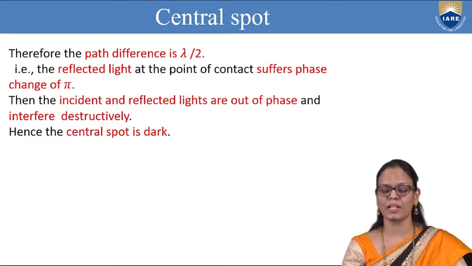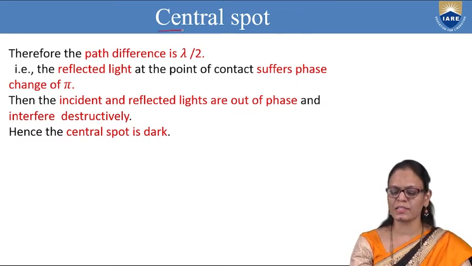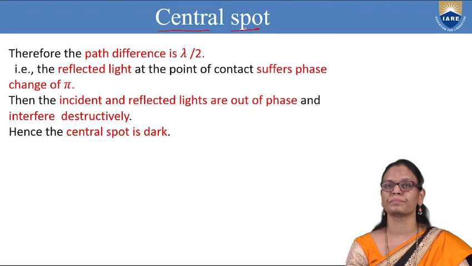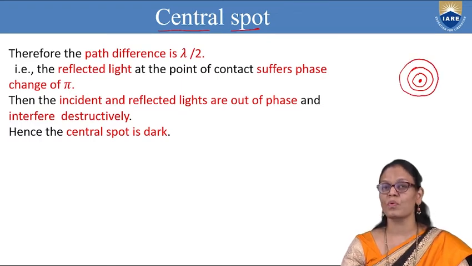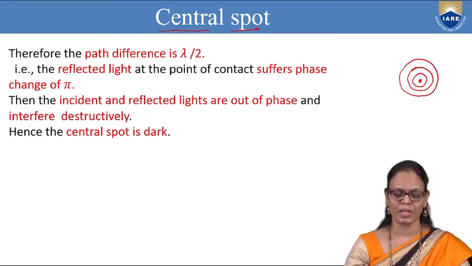Now the next question is, why is the central spot dark? When we are talking about Newton's rings, we have seen that the central fringe is always dark, and then you have a bright fringe, dark fringe, and so on. So what is the reason for that?